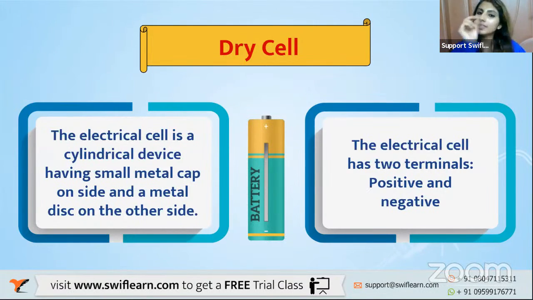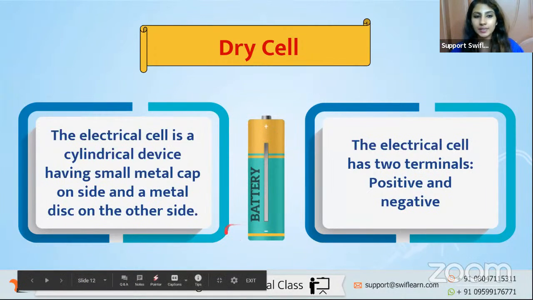Okay, it'll be having a small metal cap. Now I'll just show you where the small metal cap is. See, this is the small metal cap. This small metal cap is present here in the positive terminal. Okay, and another metal disc on the other side. Okay, this is how the dry cell is.